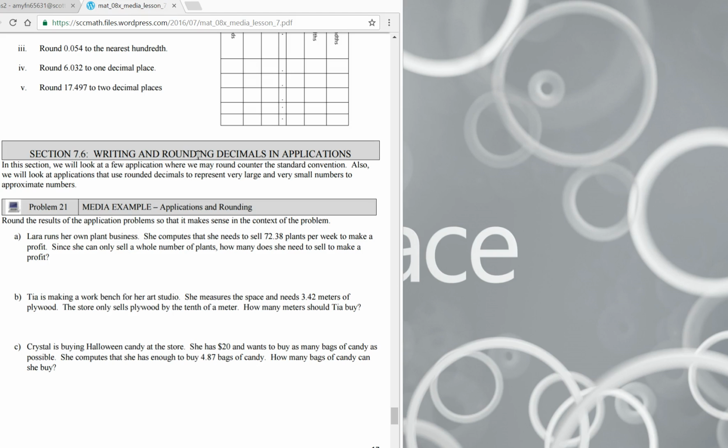Okay, so Laura runs her own plant business. She computes that she needs to sell 72.38 plants per week to make a profit. She can only sell a whole number of plants. How much does she need to make a profit? So normally they would round this down because 0.38 is less than 0.5. Okay, but since she needs to make a profit, and she can only sell a whole number of plants, they need to recognize that you would round this up to 73.